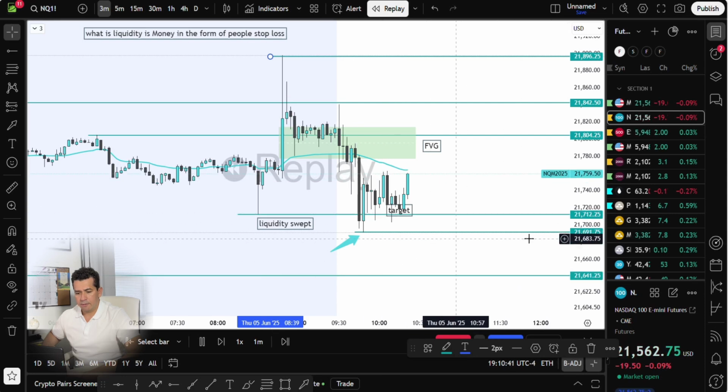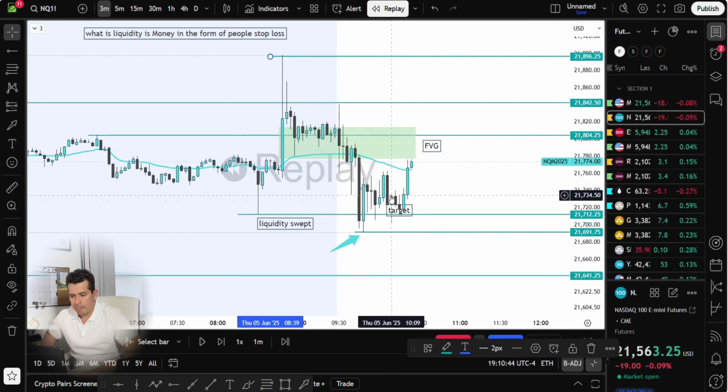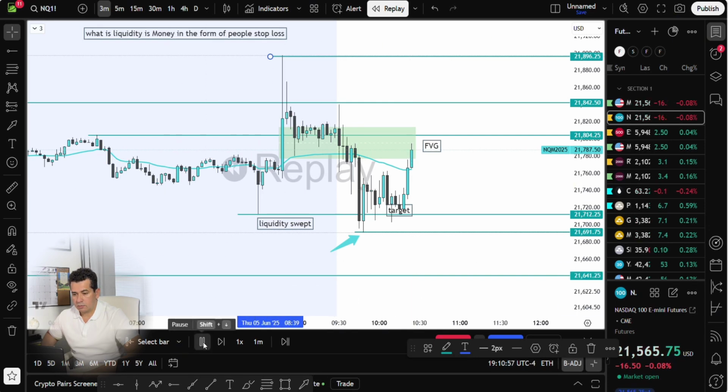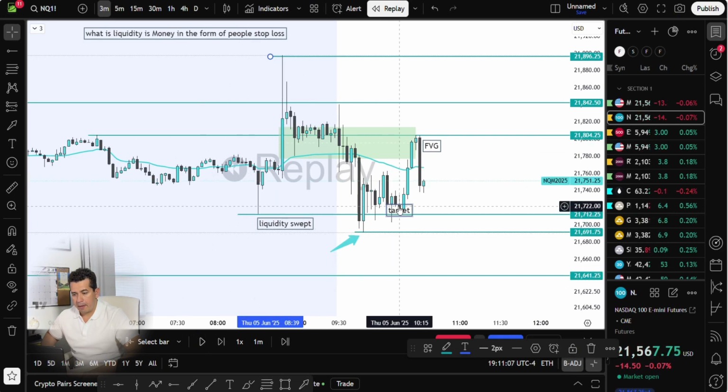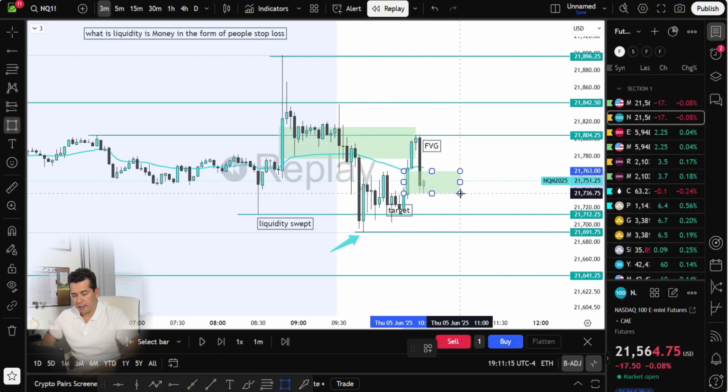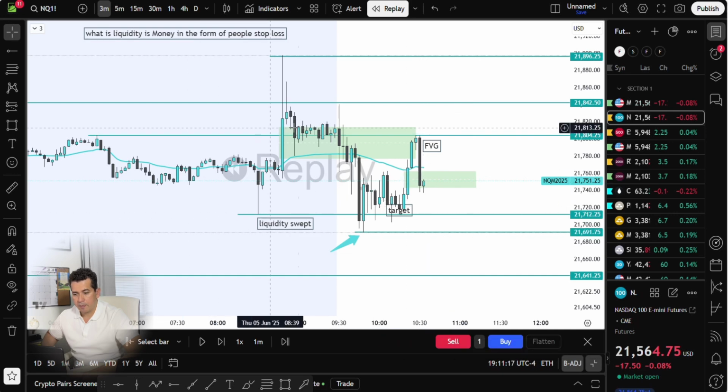And then I believe, so this is exactly at what time is this? It's at 10:21, so 10:30, and it went back up. Okay, so it's playing, came back down, took everybody out. There's another fair value gap at this point right here. If you can see, it came down and closed that fair value gap.